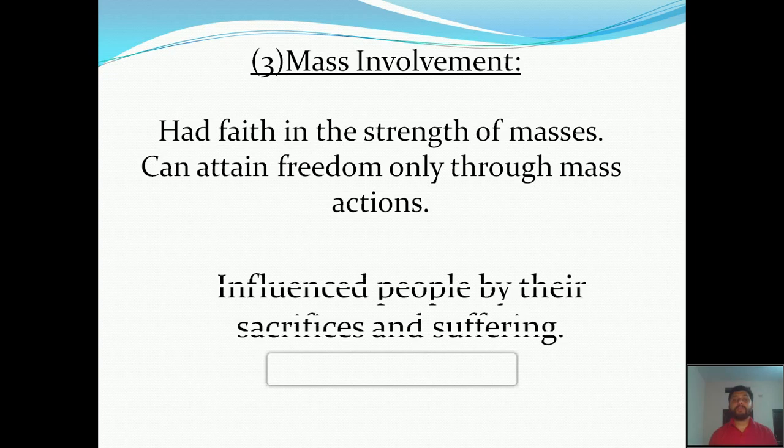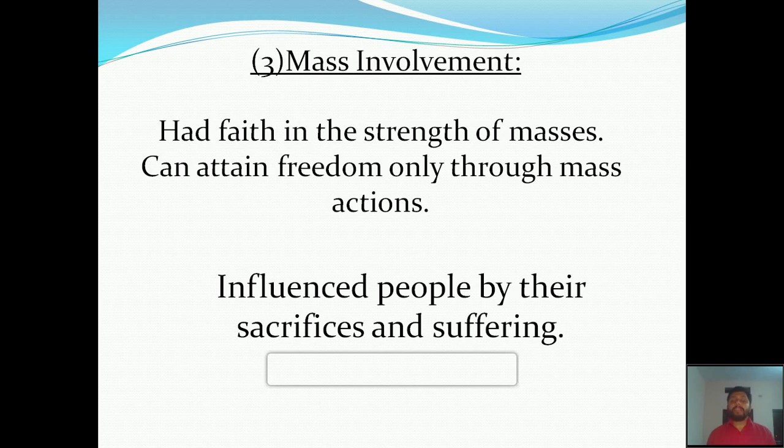This mass involvement influenced people by their sacrifices and suffering. When the people filled with self-respect saw those leaders who had sacrificed their lives for the mother country, it influenced them. So these are the three important points which come under passive resistance: revivalism, personal sacrifice, and mass involvement.